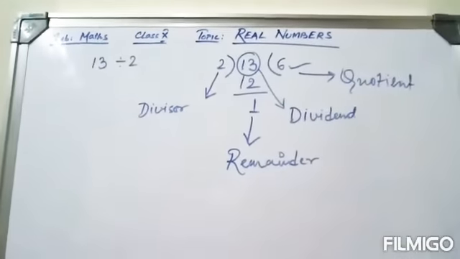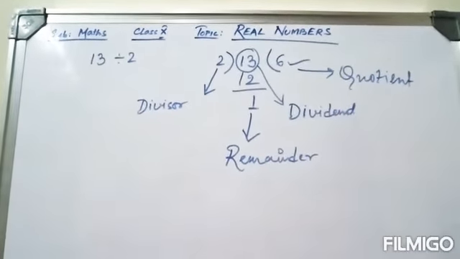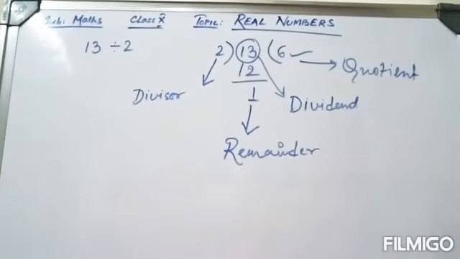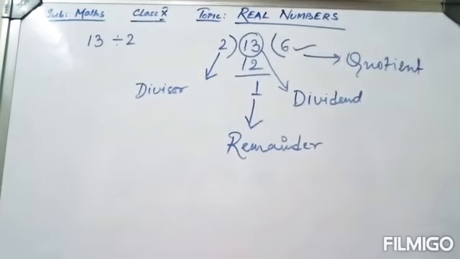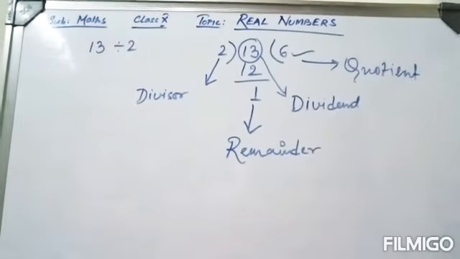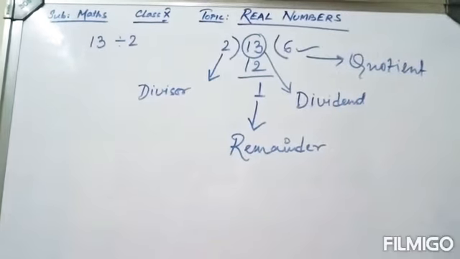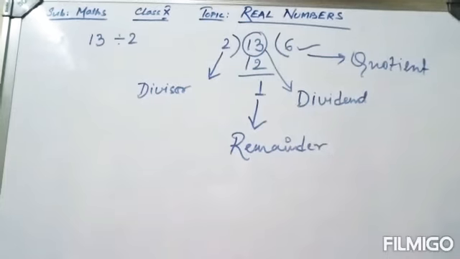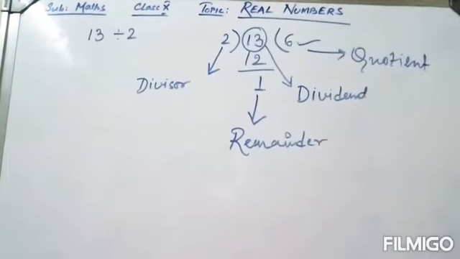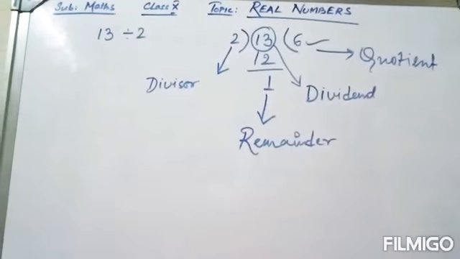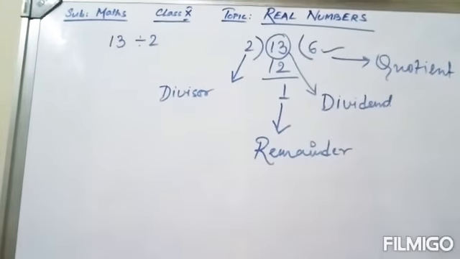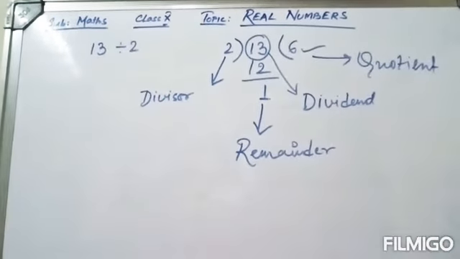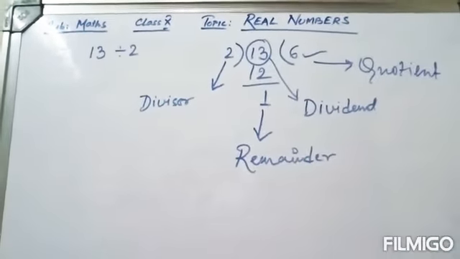In the division, whatever we divide, that is known as dividend. The number which divides the dividend is known as divisor. The answer that we get, the factor which multiplies with the divisor, is known as quotient, and the number remaining after subtraction is known as remainder. Now, can you formulate this whole process into a single line? Yes, we can do that.